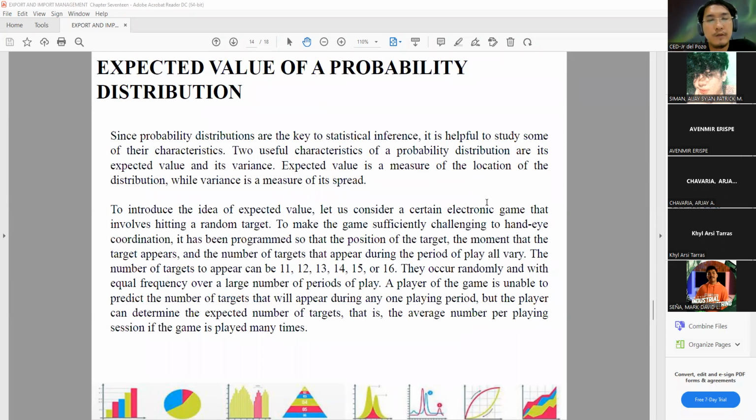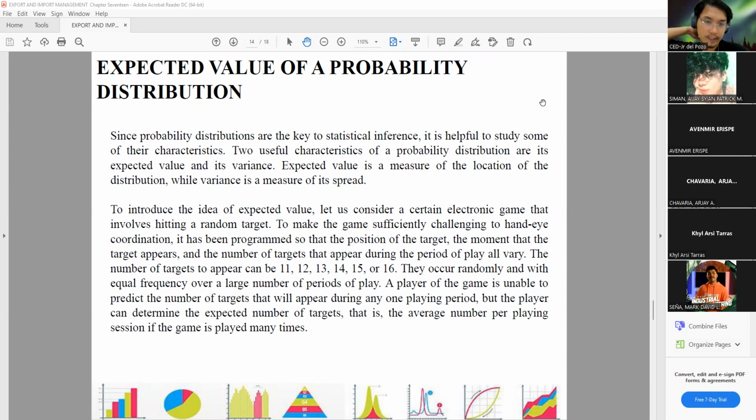Now, we have the expected value of probability distribution. Since probability distributions are the key to statistical inferences, it is helpful to study some of their characteristics. Two useful characteristics of probability distribution are its expected value and its variance. So yung kanina, yung mga binabanggit natin na 1/5 or 5/6, ganyan, so on, these are all the chances of success rather. Now, if you want to make the real value or the actual value, we call it the expected value. Expected value is a measure of the location of the distribution, while variance is a measure of its spread.